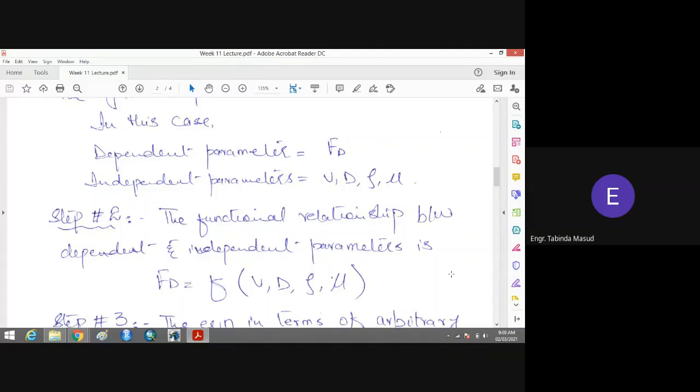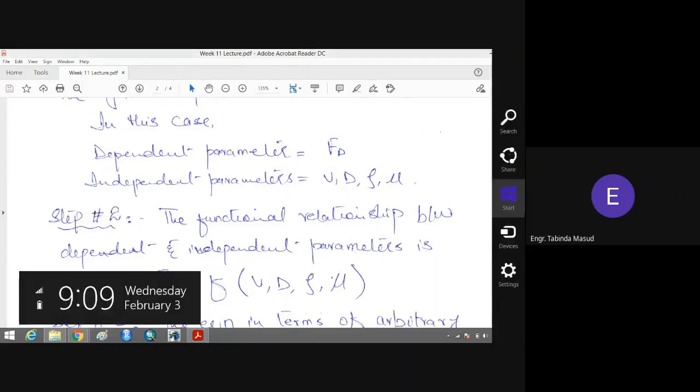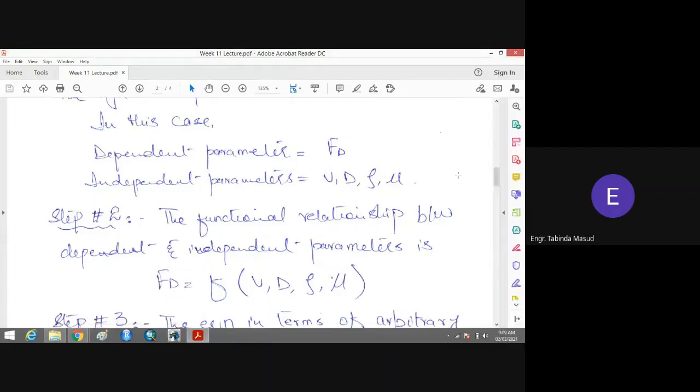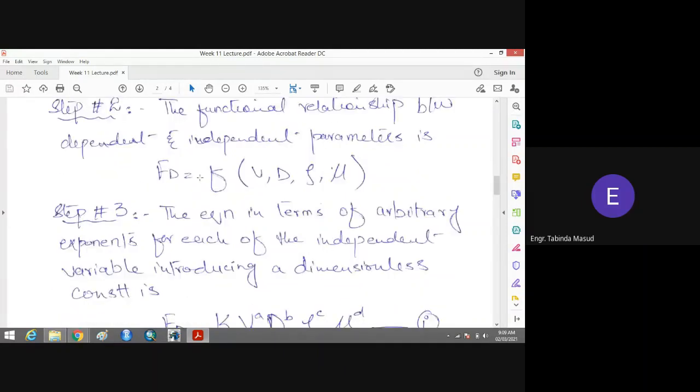We will think about the dependent and the independent parameters, which we have already discussed here. The dependent parameter is the drag force, and the independent parameters are the velocity, diameter, density, and viscosity. Step number 2, we will develop the functional relationship between dependent and independent parameters. You can see here that drag force is a function of velocity, diameter, density, and viscosity.